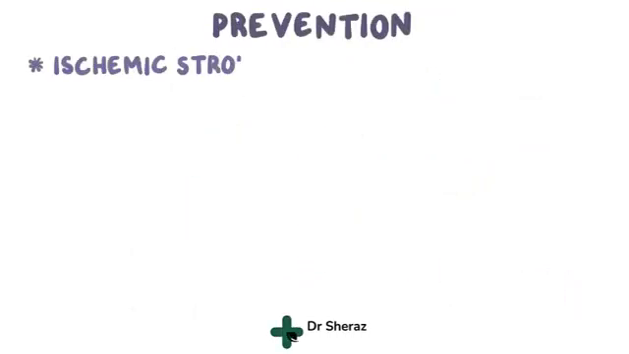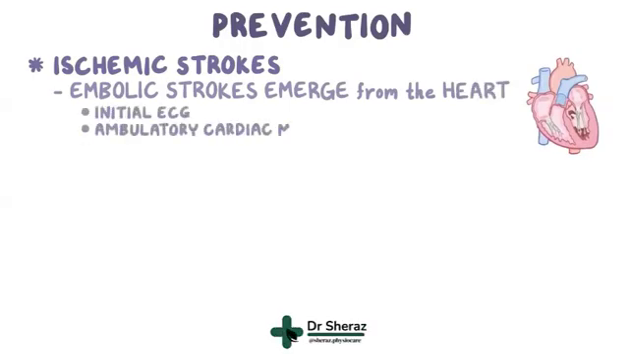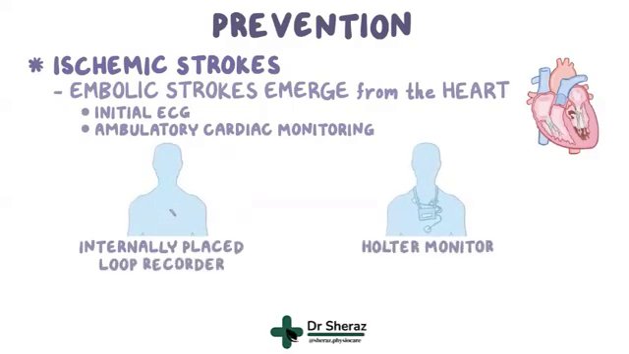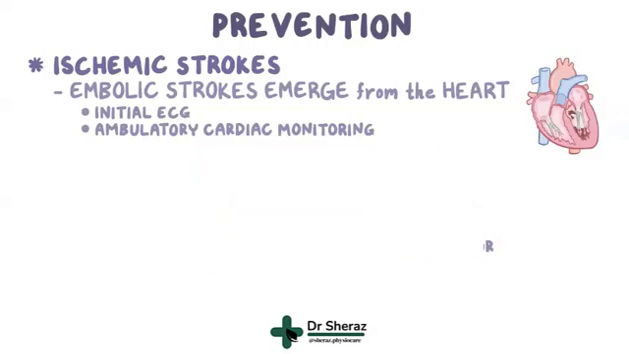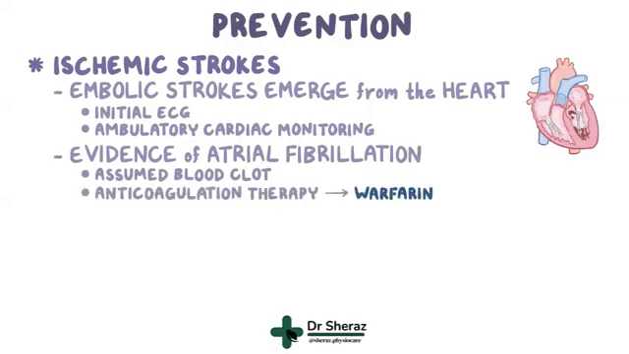Once patients have received acute therapy for a stroke, the focus shifts to preventing another one. With ischemic stroke, embolic strokes often emerge from the heart, so in addition to the initial ECG, ambulatory cardiac monitoring can be done over the following weeks to look for a potential source of an embolus. This can be done with an internally placed loop recorder or a prolonged Holter monitor used for up to 30 days. If there's evidence of atrial fibrillation, then it's assumed that a blood clot has formed in the left atrium.